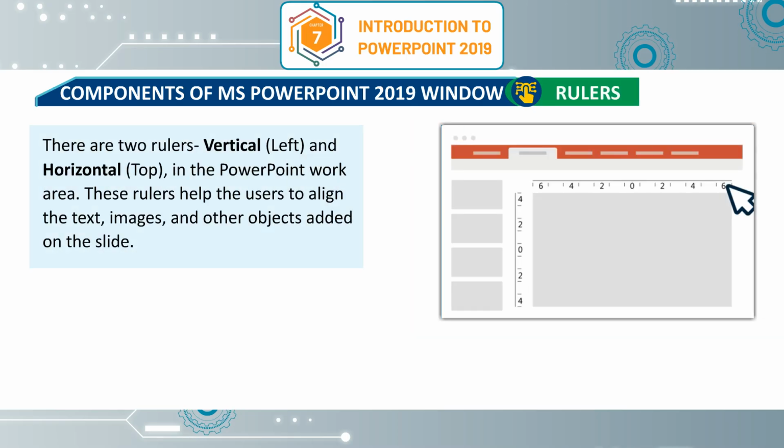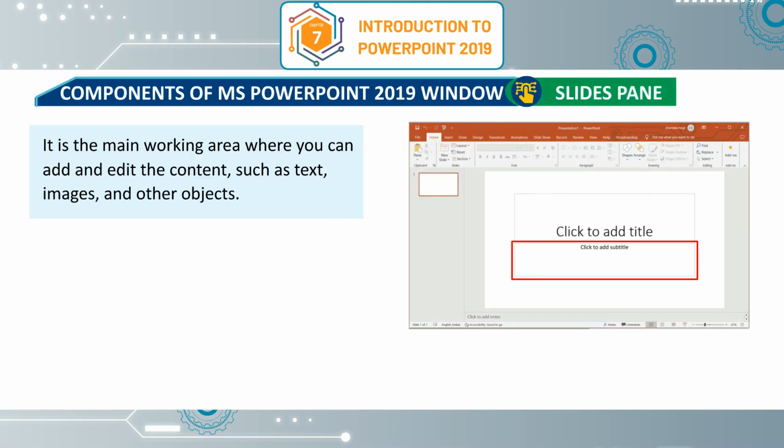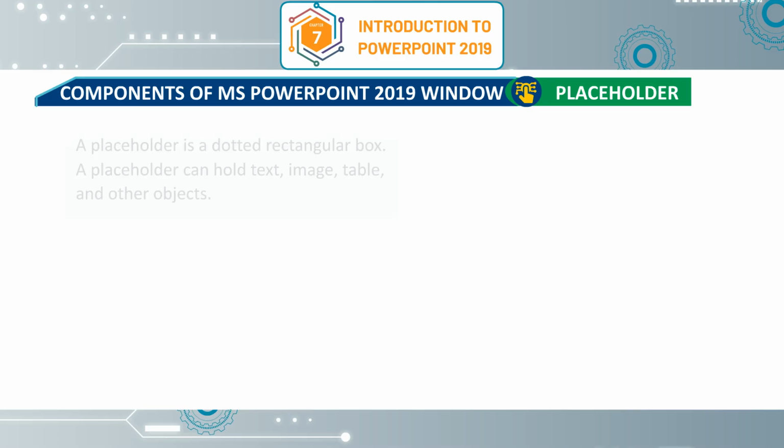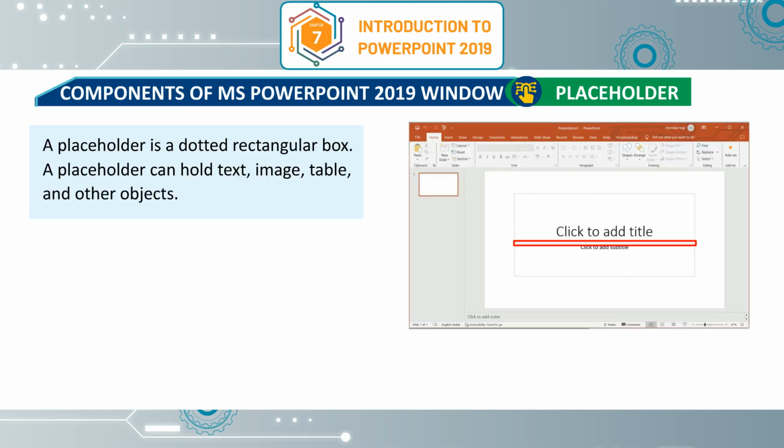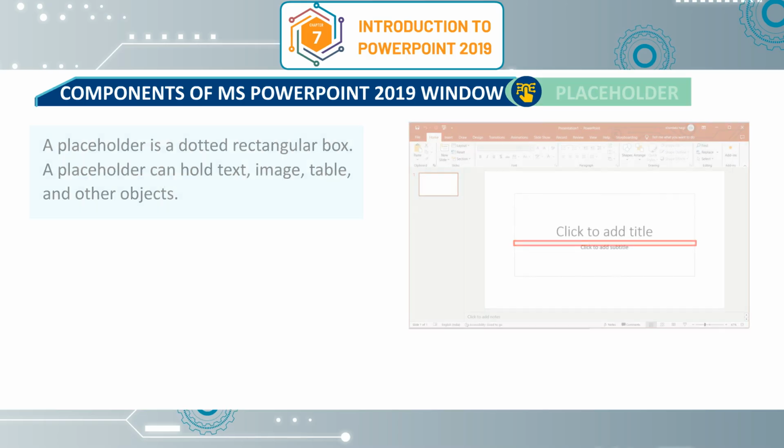Rulers. There are two rulers, vertical left and horizontal top in the PowerPoint work area. These rulers help the users to align the text, images and other objects added on the slide. Slides pane. It is the main working area where you can add and edit the content such as text, images and other objects. Placeholder. A placeholder is a dotted rectangular box. A placeholder can hold text, image, table and other objects.